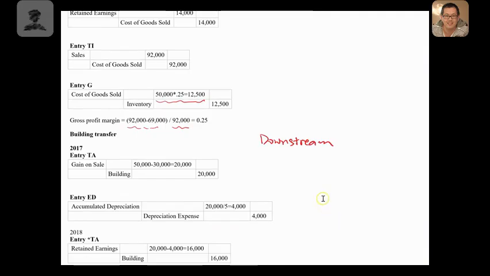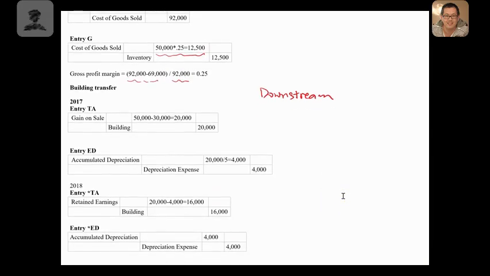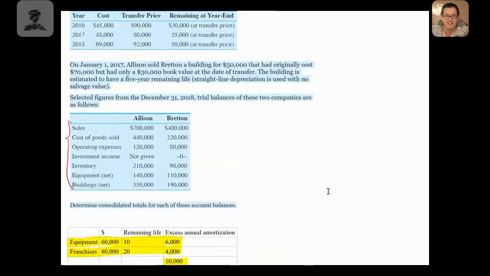Okay, so even though we only need 2018's entry, it's going to be helpful to have 2017 prepared as well. 2017 is the year when the building is transferred. During that period, in January 2017, Edison sold the Barrington building for $50,000, but it only had a $30,000 book value, which means that in this transaction, Edison gets a $20,000 gain.